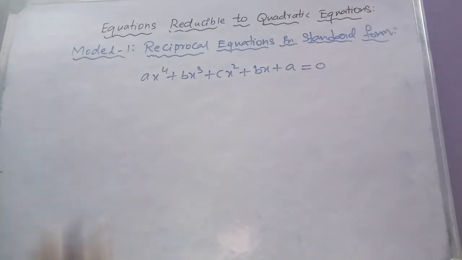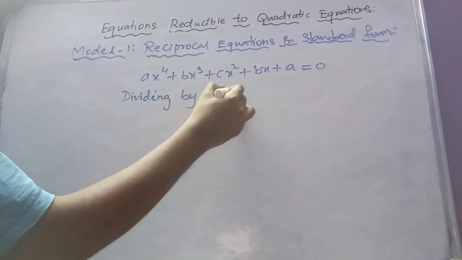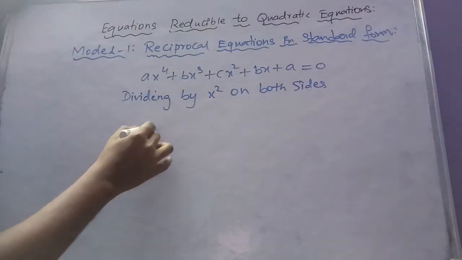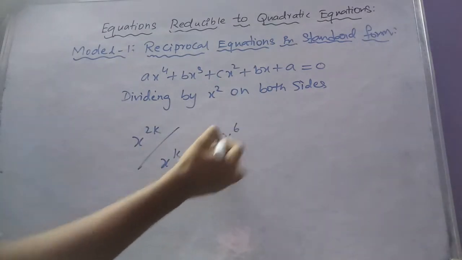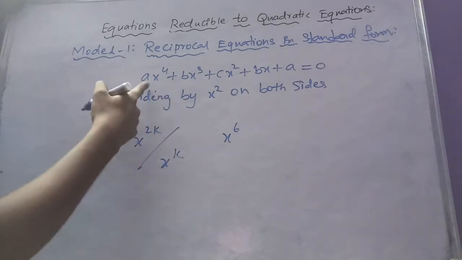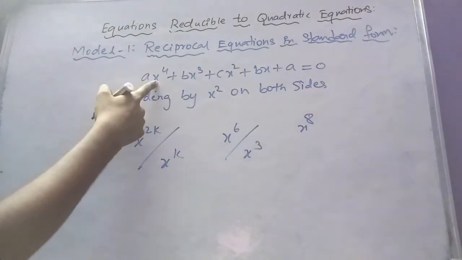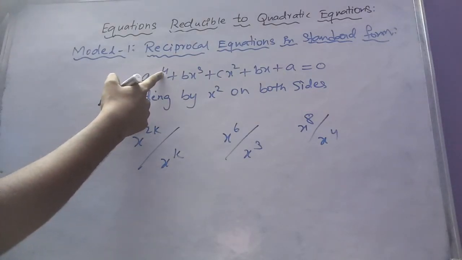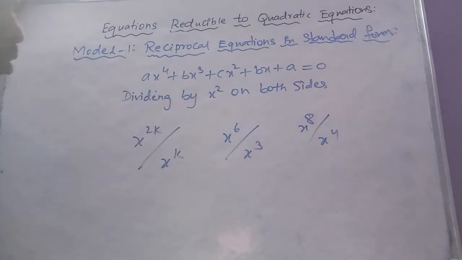So first of all, see how to solve this. We are going to start with dividing by x square on both sides. Why x square? If it is x power 2k, then I will divide with x power k. So if the degree is 6, I will divide with x cube on both sides. If the degree is 8, then I will divide with x power 4 on both sides. Since here the degree is 4, I have chosen x square, half of this power. Okay, so I am going to divide by x square on both sides.